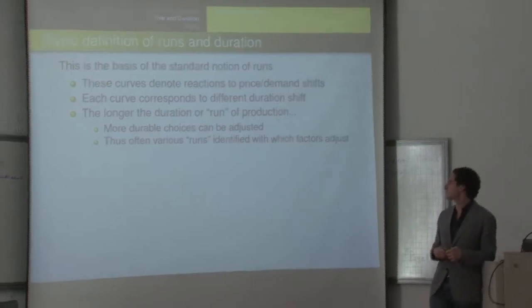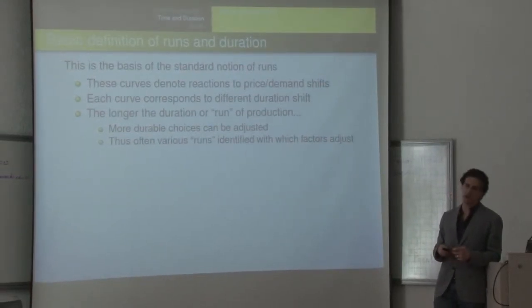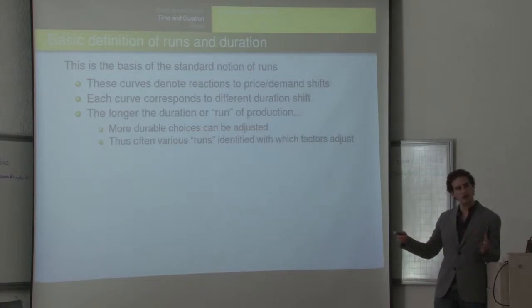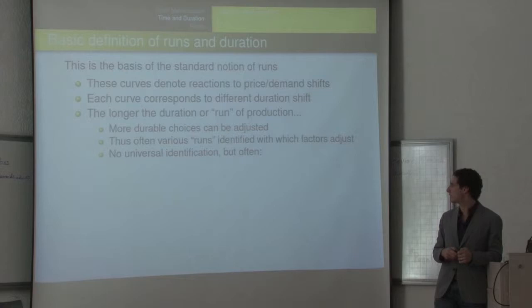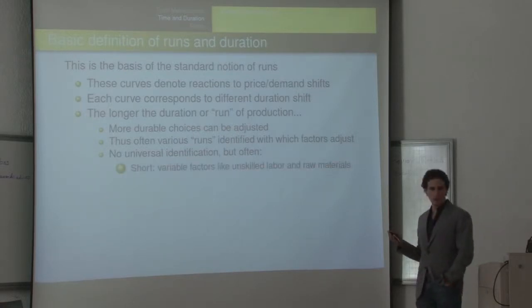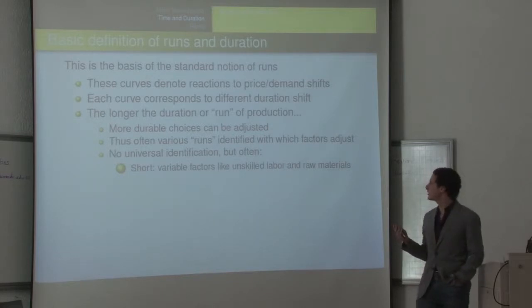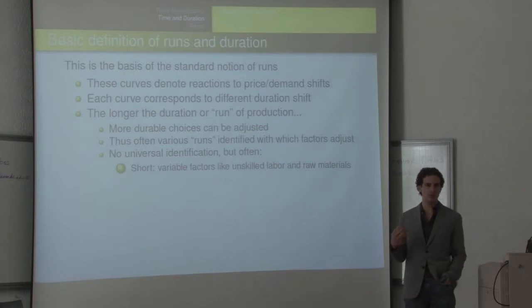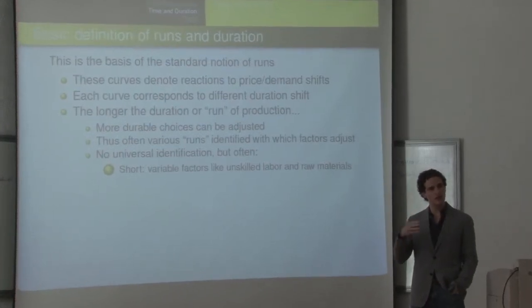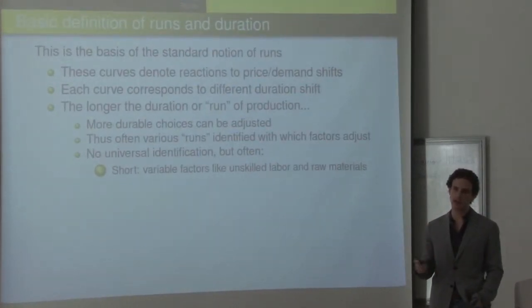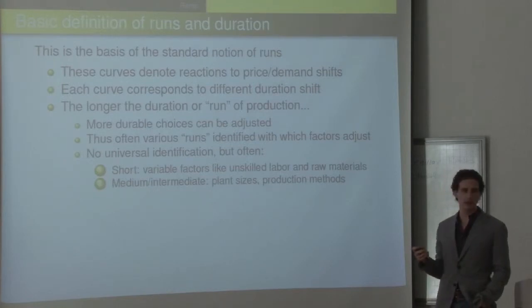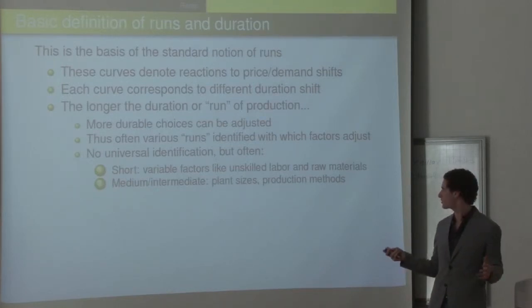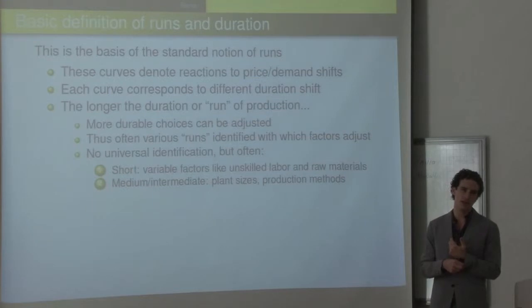And I'll go through lots of examples of that. And thus, we can usually identify different run curves with different things that might be adjustable during those times. So for example, people think that in the short run, you can usually adjust things like how many unskilled laborers you're hiring, how much raw materials you're buying. Those are things that over the course of a month or two, you can probably make adjustments to. In the medium term, you might be able to adjust the size of your factory or the way that you're producing in the factory.